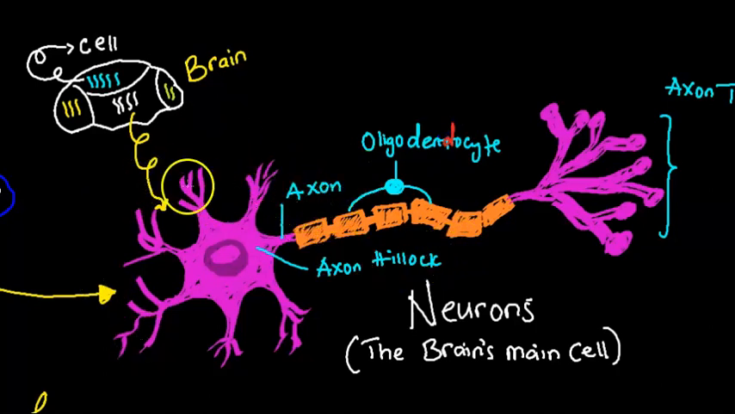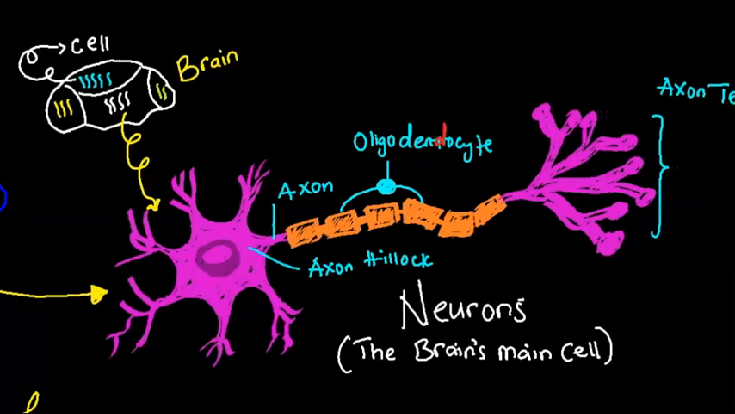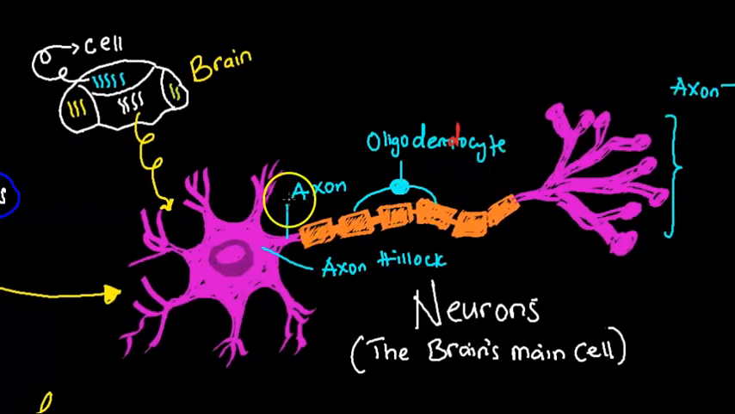This region is the head, and this one is the tail, where we have the axon terminal. Notice that here we have axon, axon, axon. But this part is the axon, this is the axon hillock, and this is the axon terminal. That is the last part, more like the tail.